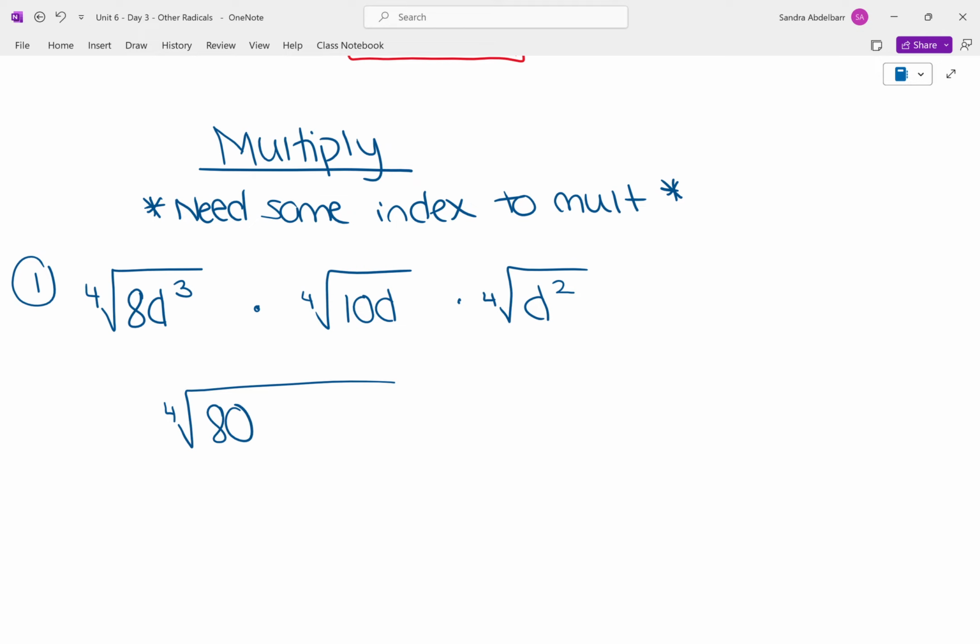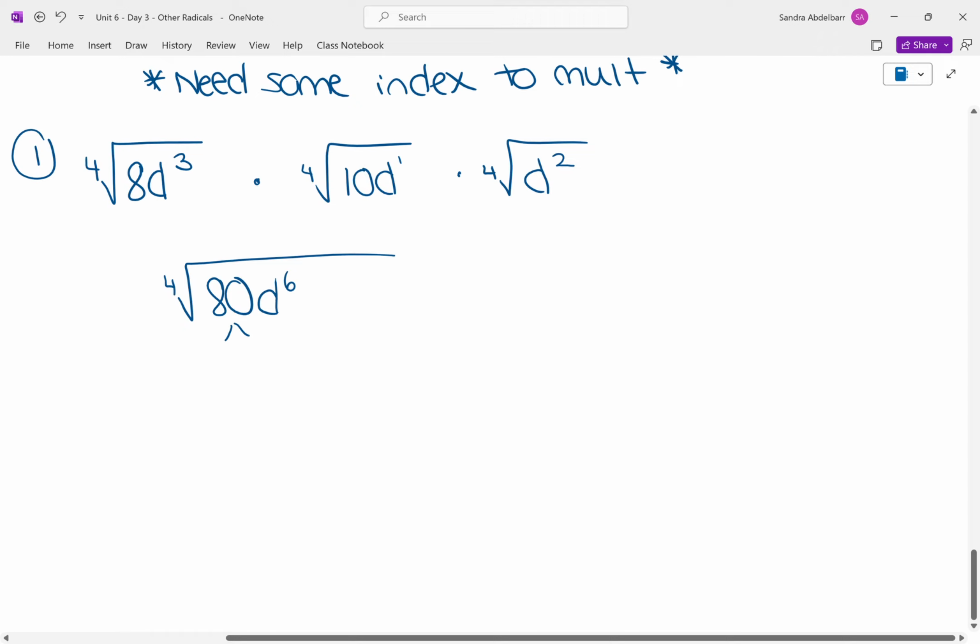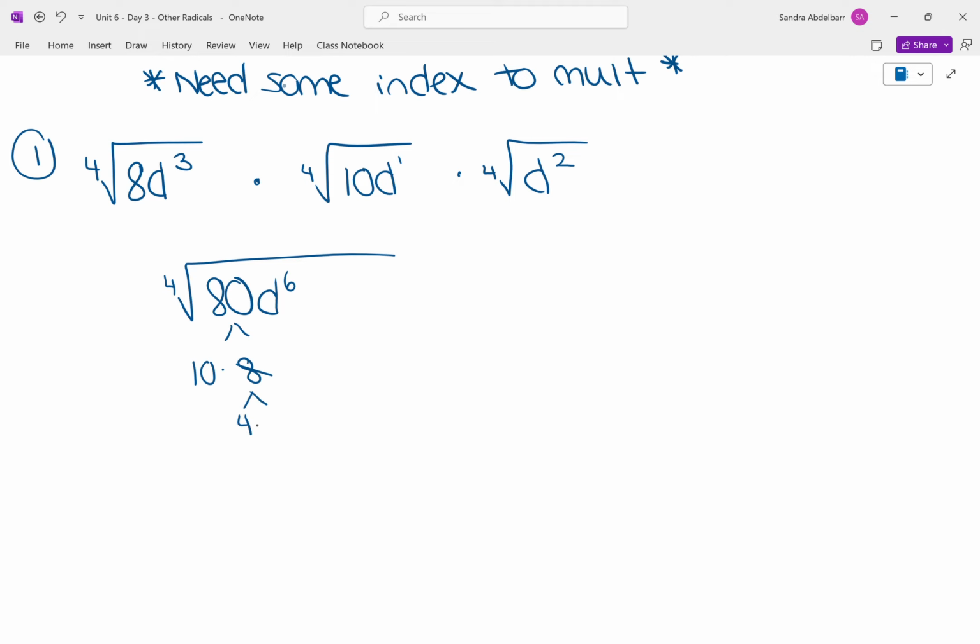So here I'm going to multiply. So I have the 4th root. 8 times 10 is 80. Now multiply the variables. D to the 3rd times d to the 1st is d to the 4th. D to the 4th times d to the 2nd is d to the 6th. And now I simplify. So if we have 80, I can go 10 and 8. I know 8 is 4 and 2. 4 is 2 and 2.